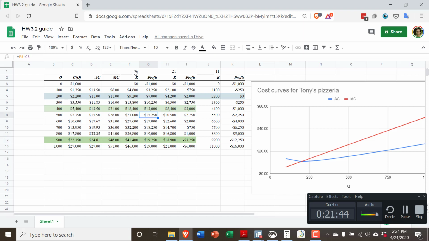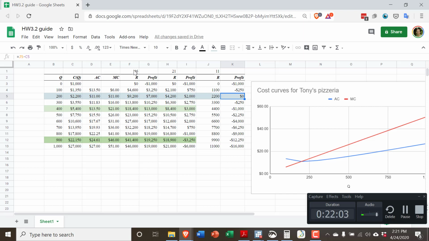And then as the price falls to $21, his profit then falls significantly from $19,000 to $3,000, right? As the price continues to fall all the way down to $11, then he's making a profit of $0. So he's not happy about it.